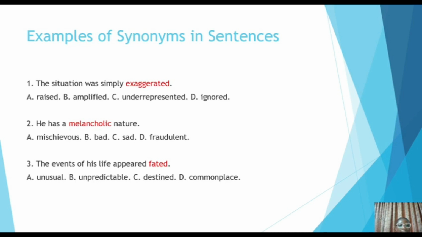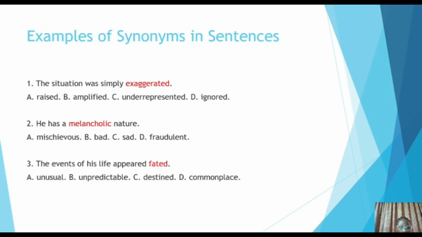Number 2, he has a melancholic nature. Melancholy refers to sadness or depression. By that definition already, we know what our answer is. Now let's look at our options. A, mischievous. B, bad. C, sad. D, fraudulent. So the synonym of melancholic in this sentence with the options we've been given is C, sad. So C is our correct option.